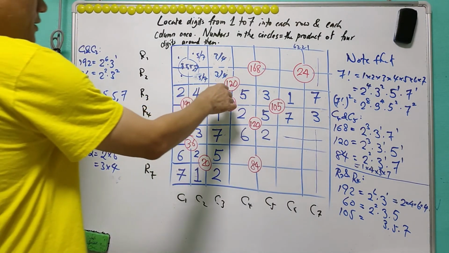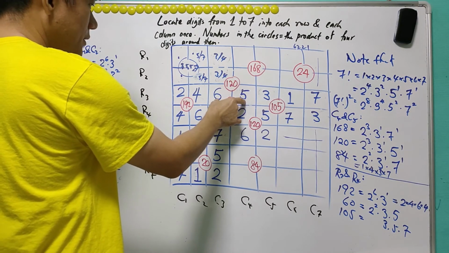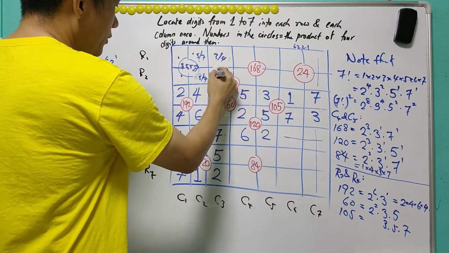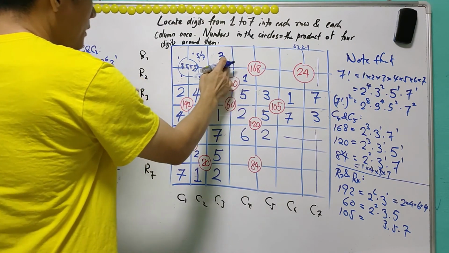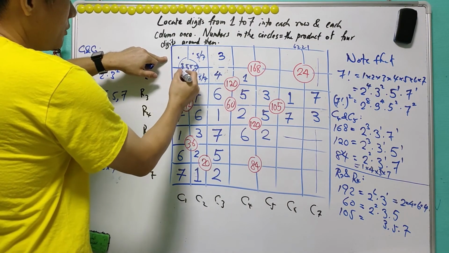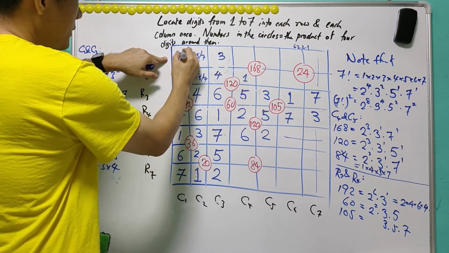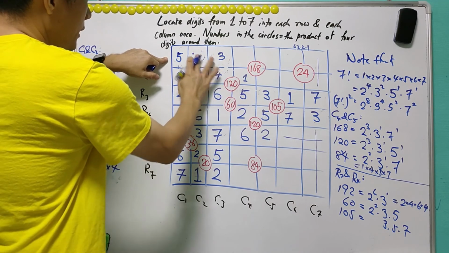Now we go back to this number 120. Since there is already 30, we are left with a 4, so it must be 4 and 1, and therefore this must be equal to 3. And since this is equal to 3, the 3 must be in here, and therefore 5 is here, and 5 and 7 here.